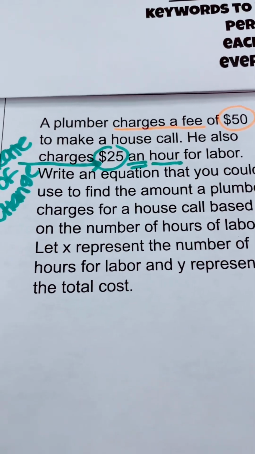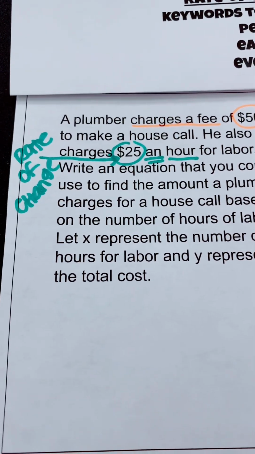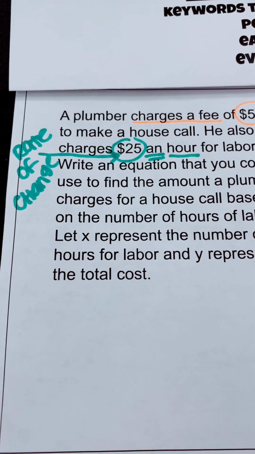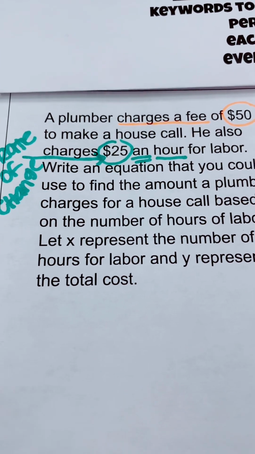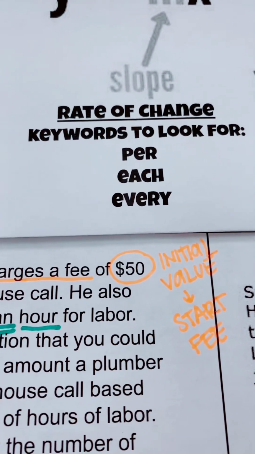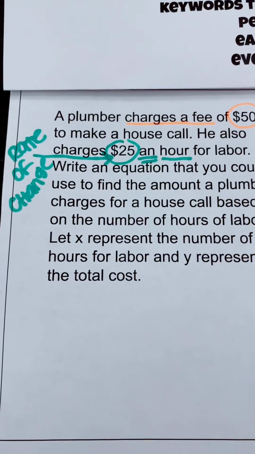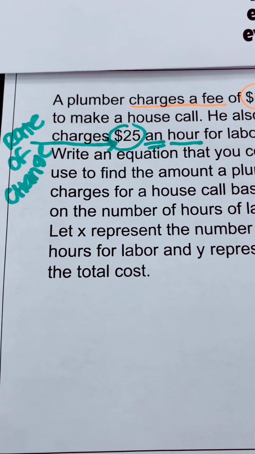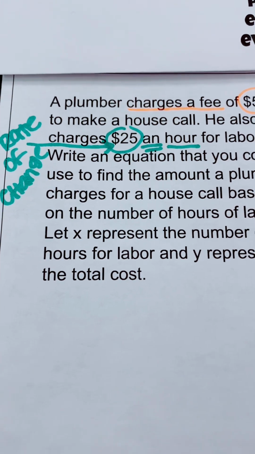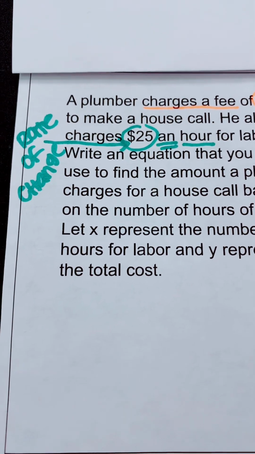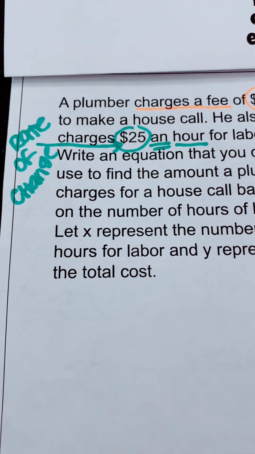$25 an hour for labor is our rate of change. So if something is wrong and the plumber needs to make adjustments or fix something, they're going to charge you $25 for every single hour they are there. So even though we don't see one of our keywords, an hour means every hour or per hour. So we know that every single hour that plumber is at the house fixing something, this person is going to be charged $25. So this number is going to reoccur every hour until the plumber is done. So this one is our rate of change or our slope.